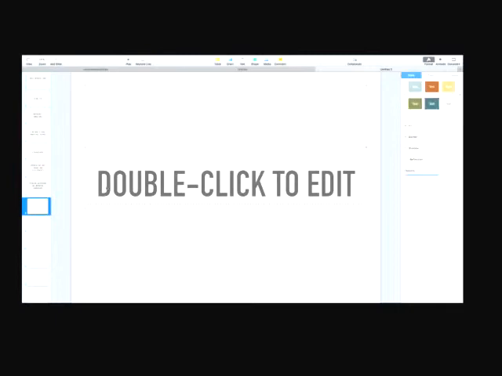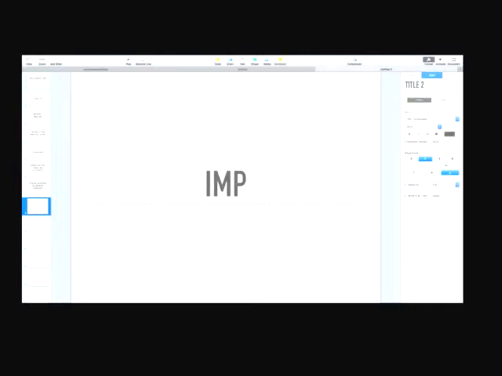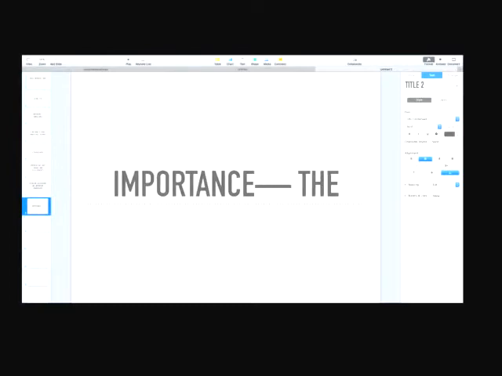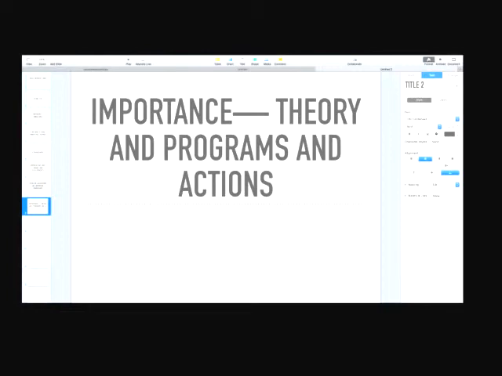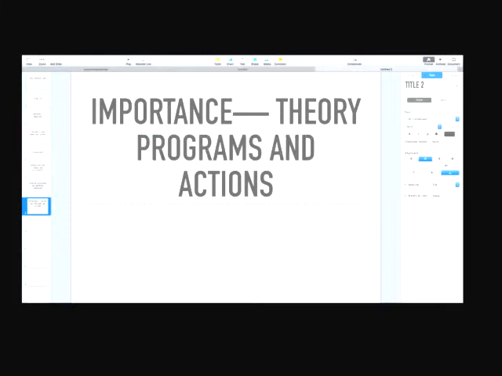Now, after you present the problem, you have to show the importance of addressing this problem. Importance should have something to do with theory, as well as programs and actions. So what would be the contribution of your research problem to the theory, as well as to the programs and actions that need to be done if your problem has something to do with teaching in your particular school? What is the theoretical implication of your research, and what would be the program implication of your research?